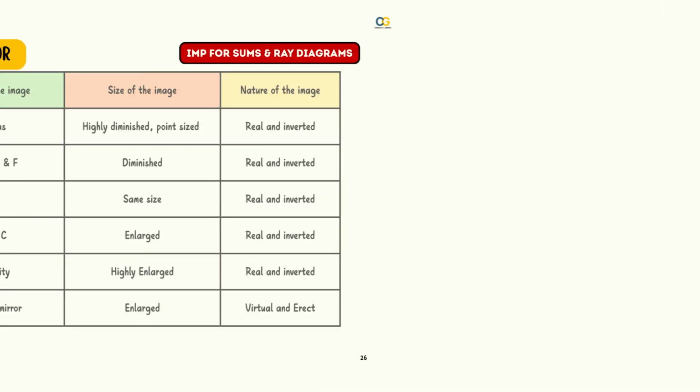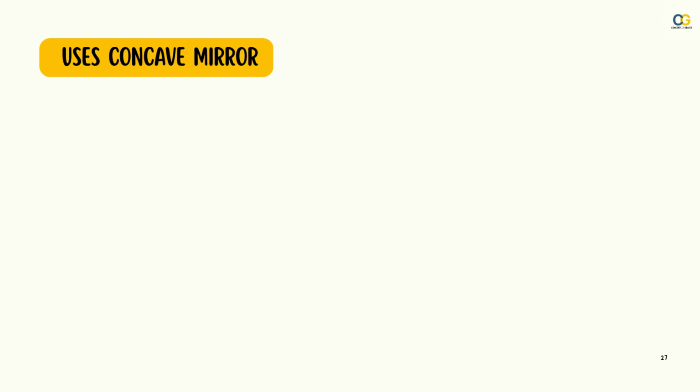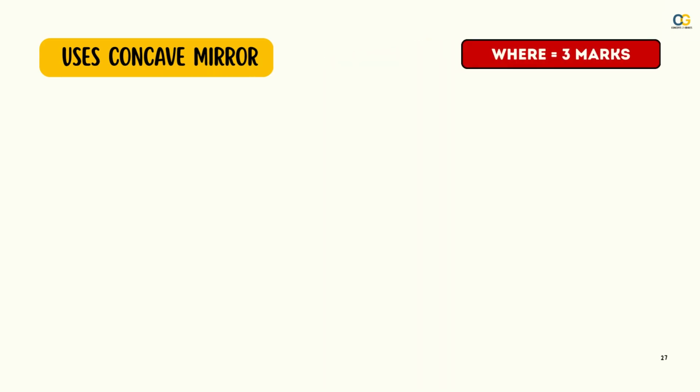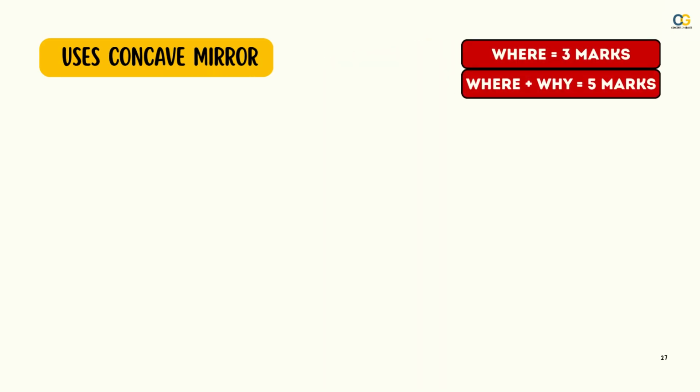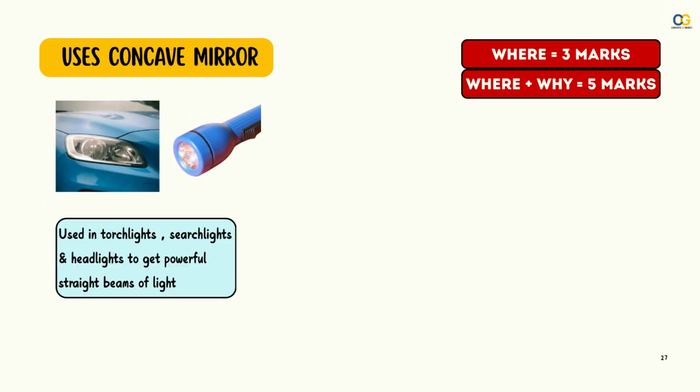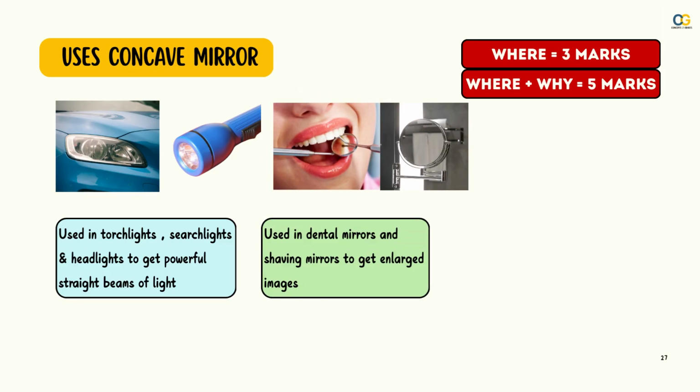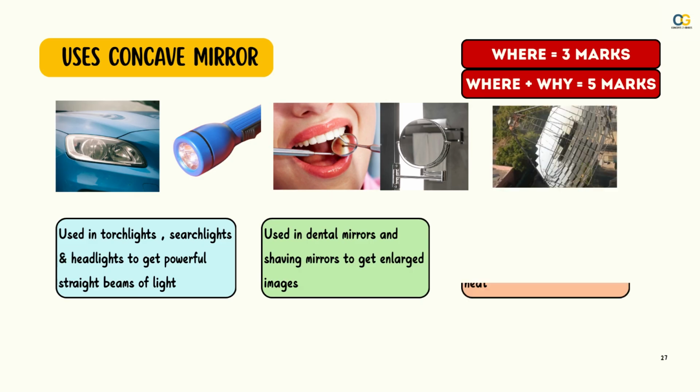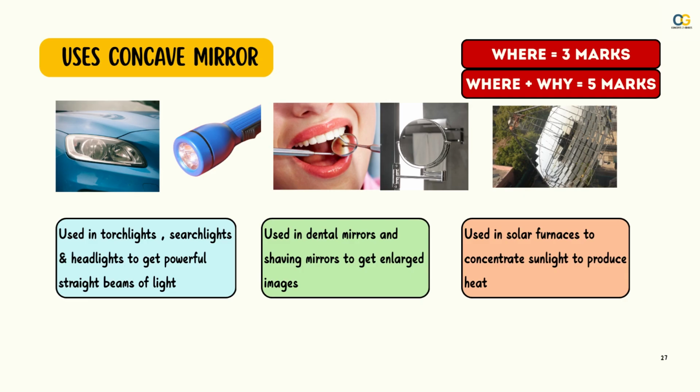Let us now move to uses of a concave mirror. This is one of the board exam's favorite questions and it is asked for 3 marks generally. If asked for 5 marks, you should write where it is used and why it is used. So let us see where and why it is used. It is used in torch lights, searchlights and headlights to get powerful straight beams of light. It is used in dental mirrors and shaving mirrors to get enlarged images. It is also used in solar furnaces to concentrate sunlight to produce heat.